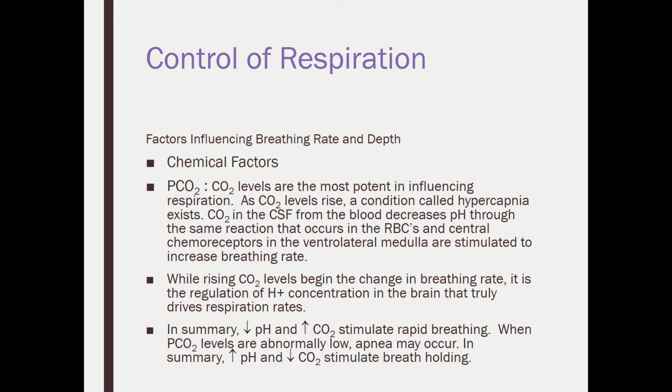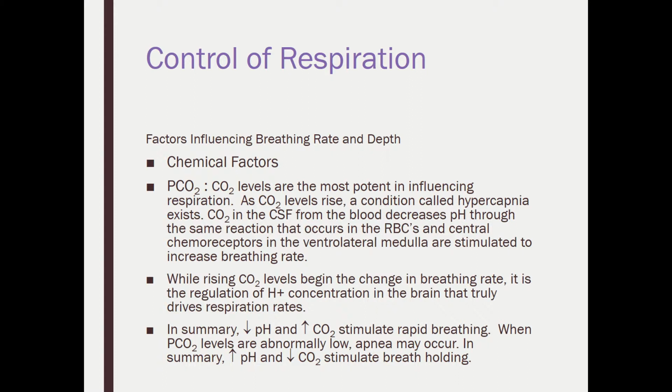All right, so what really determines how rapidly we breathe and how deeply we breathe? The number one factor in determining rate of respiration and depth of respiration is CO2 levels. So CO2 is most potent for influencing respiration. As CO2 levels rise, we get hypercapnia, and CO2 in the cerebrospinal fluid from the blood will decrease the pH through that same reaction that occurs in the red blood cells. So CO2 and water produce carbonic acid, which then dissociates into hydrogen ions and bicarbonate.